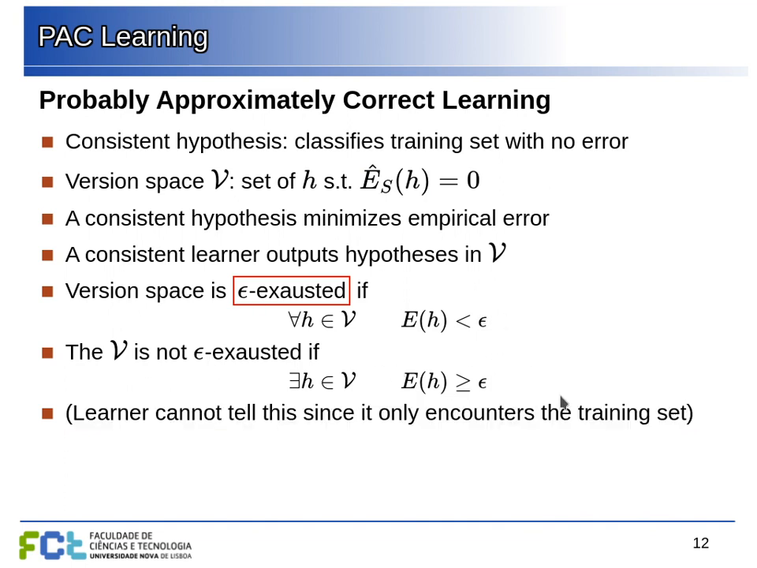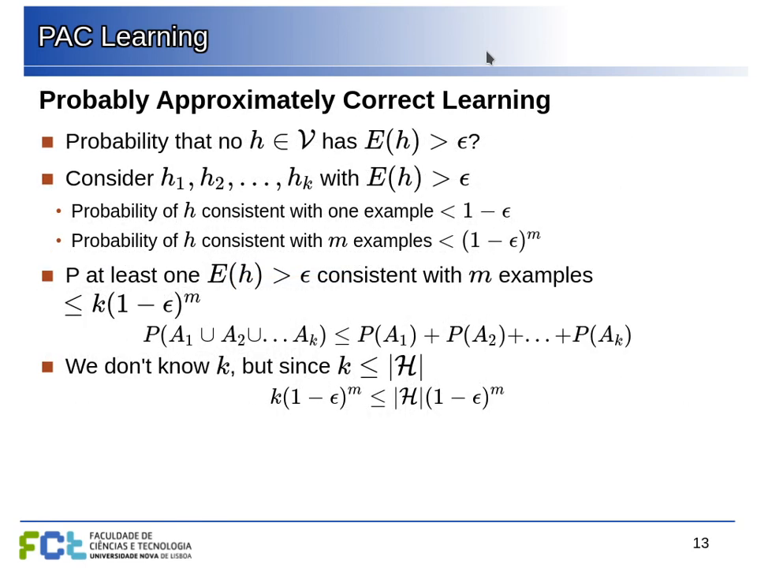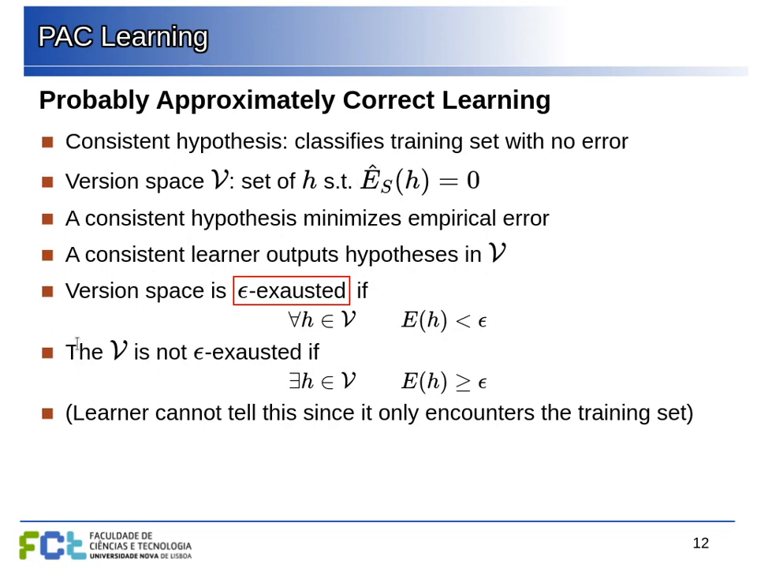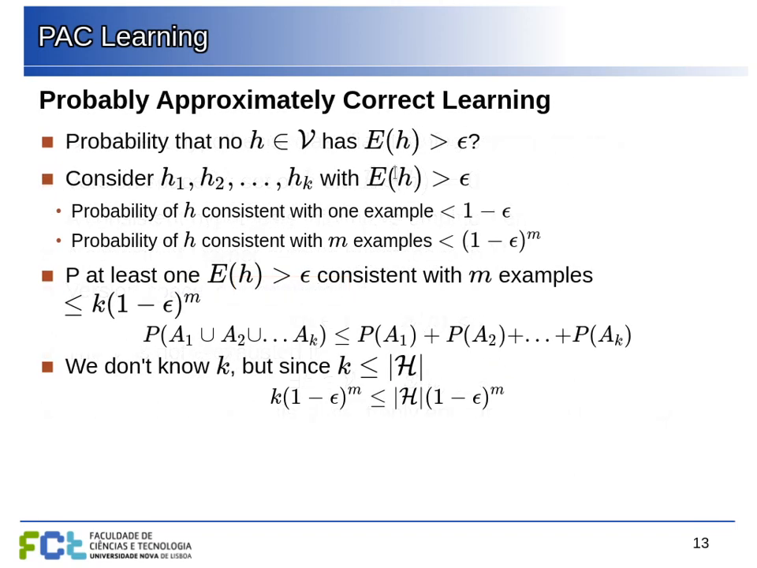So for any given epsilon, we do not know if the true error of all the consistent hypotheses is below that epsilon. But what is the probability that there is no hypothesis in the version space with a true error greater than epsilon? Because if there is one, at least, then it will no longer be epsilon exhausted. But what is the probability that there are no hypotheses there with a true error greater than epsilon?